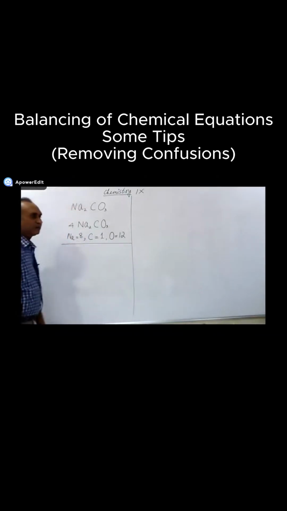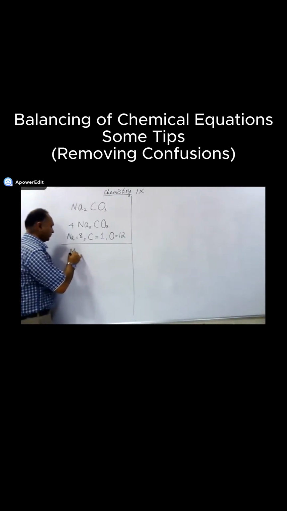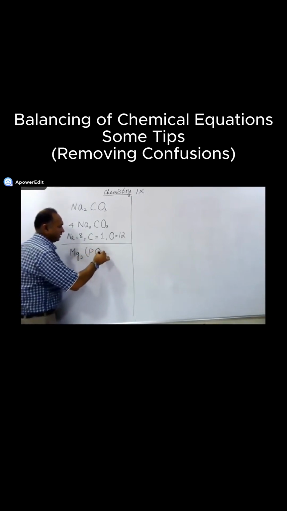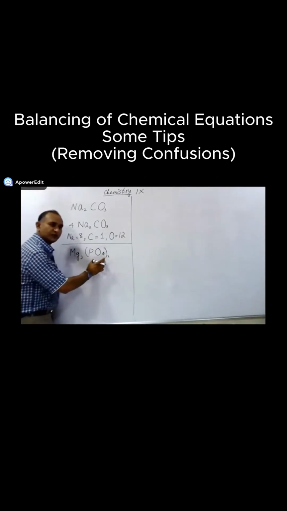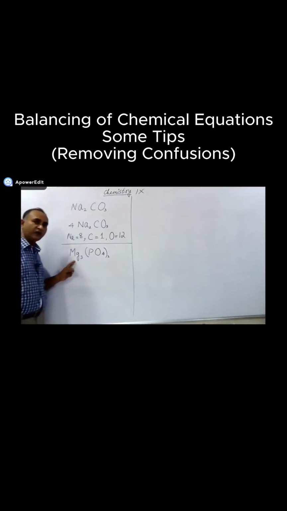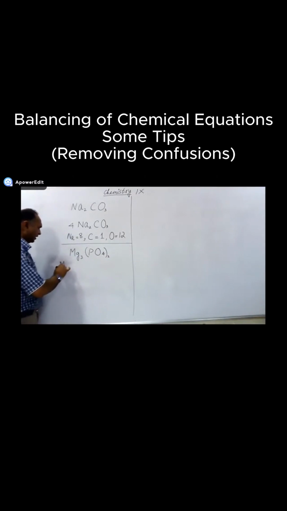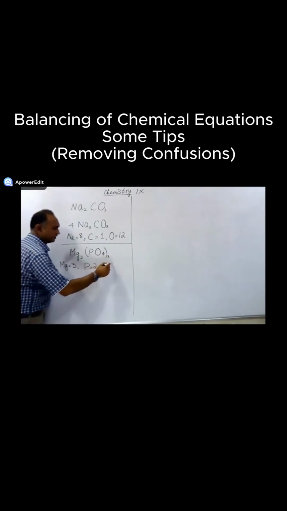See another example. How many of you can name this? This is magnesium, this is phosphate. Magnesium phosphate. How many magnesiums? Three. How many phosphorus? Phosphorus is inside the bracket. So recalling your memories, this little subscript two should be multiplied with this. Two ones are two. So there are three magnesiums, two phosphorus, 2 4's are 8 oxygens.